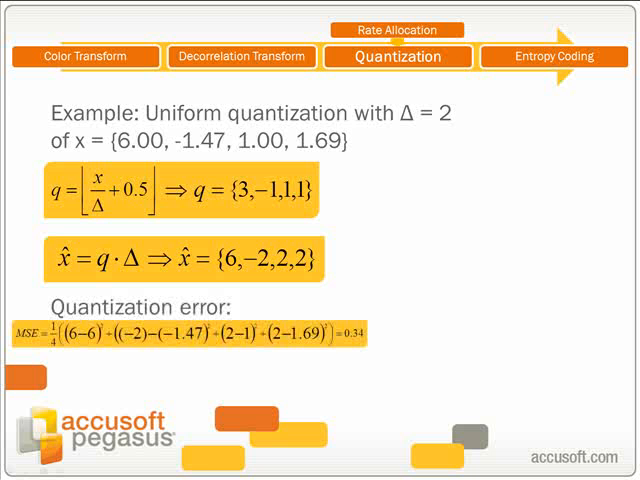As mentioned at the beginning, the mean squared error is commonly used as the distortion metric. Here you can see it applied to that example. Keep in mind that these reconstruction values are then used for the inverse DCT. So how are the resulting values affected?